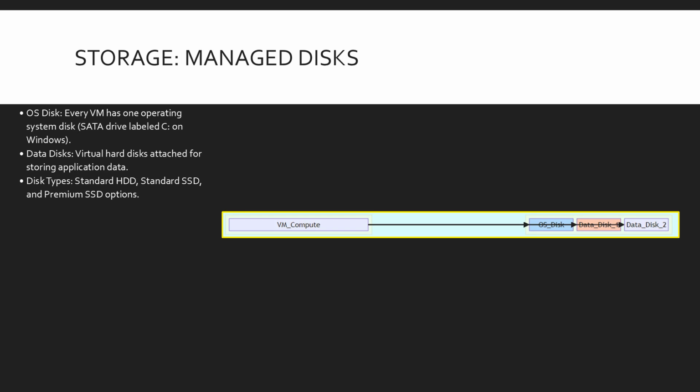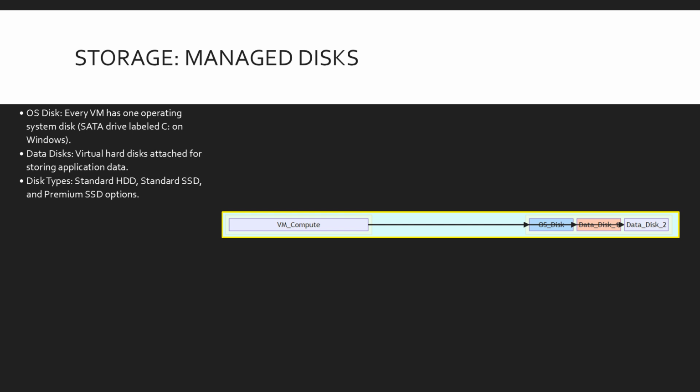A VM needs storage to function. In Azure, this is handled through managed disks. Every VM automatically comes with an OS disk, which is the bootable drive containing the operating system. For application data, you should attach separate data disks. You can choose the performance level of these disks based on your needs. Standard HDDs are cost-effective magnetic drives, while premium SSDs provide high-performance, low-latency storage backed by solid-state drives. Choosing the right disk type is crucial for balancing cost and performance.